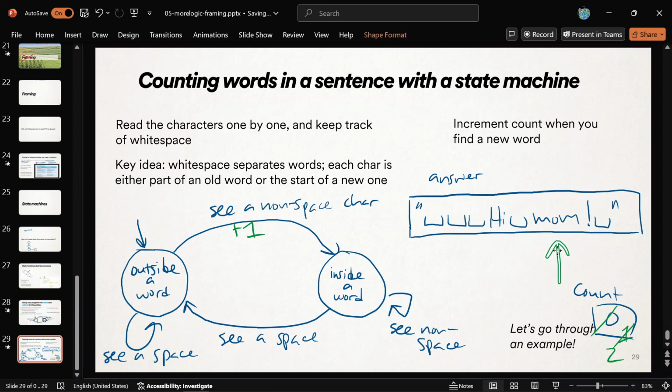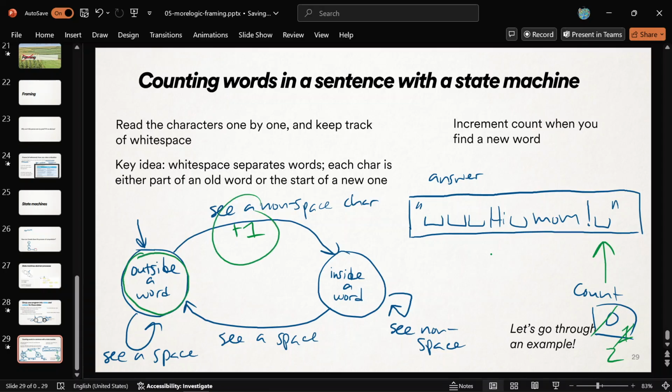And then now we're inside of a word, as long as you keep seeing non-space characters like the O and the M, you stay inside of a word. You're still inside of that same word that you're working on. Exclamation point counts as a non-space character, so you're still inside of a word. And then, if you see one more space, it doesn't really do anything, doesn't matter, but it's going to transition you just in case, right? It's going to move you from you were inside, but now you saw a space, so you must be outside. So the state that we end on is going to be the outside of a word state.